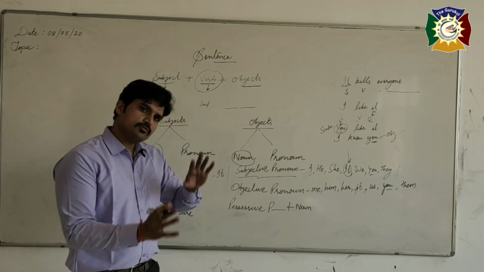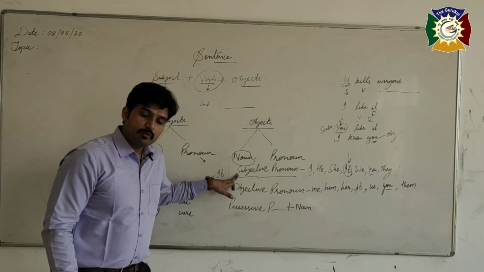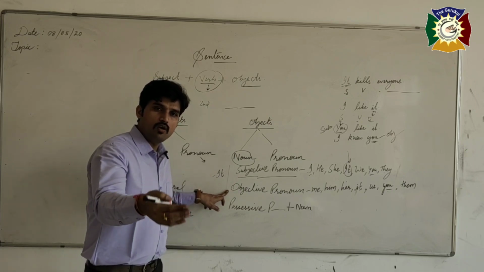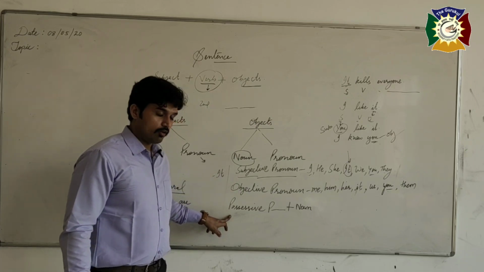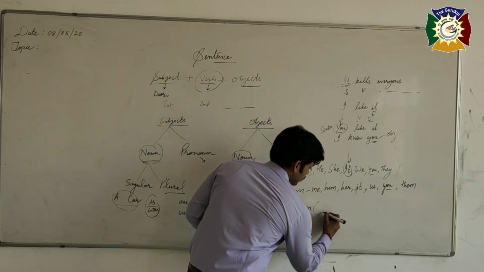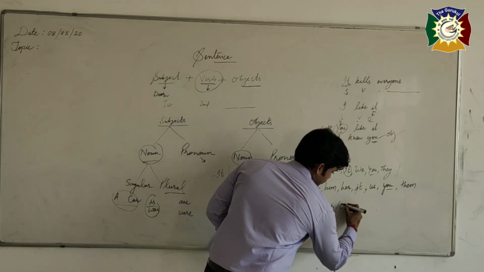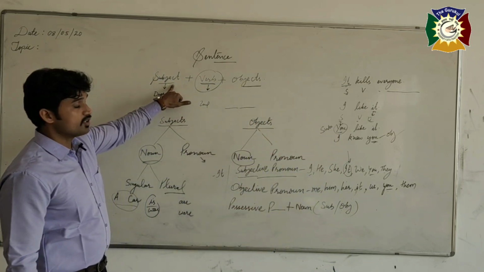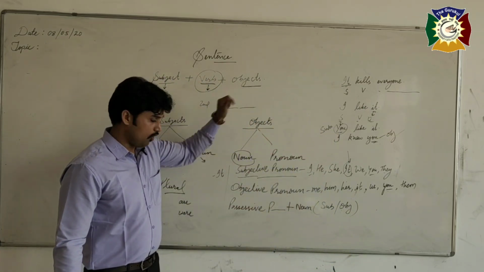Second thing, again look at here, subjective pronouns are used in subjects, right? Objectives are used in objects. What about possessive pronouns? They are used in both subjects and objects. It means a possessive pronoun can be used in subjects, and can be used in objects.